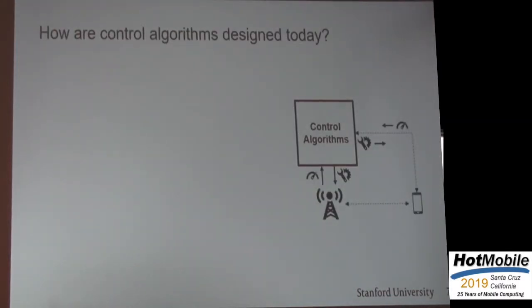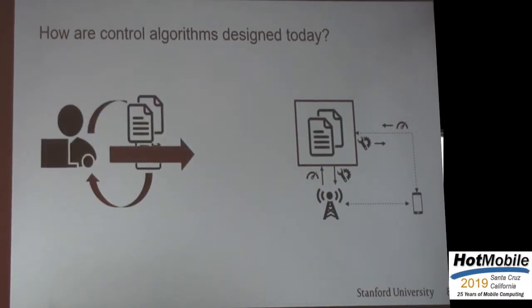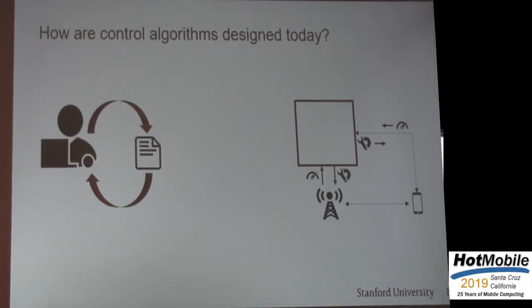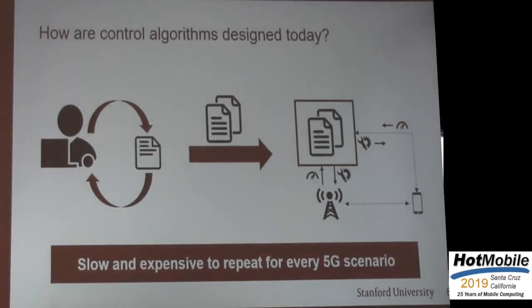Let's now first look at how control algorithms are designed today, or in the past in the previous generations of mobile networks. It's a slow and cumbersome process. For every control knob in the data processing pipeline, a human designer does iterative simulations and comes up with a bunch of heuristics based on manual thresholds and trial and error, and finally deploys them in the field. This manual approach is slow and expensive, and hence it's difficult to repeat for every 5G scenario that we saw.